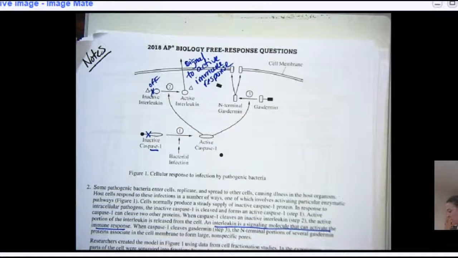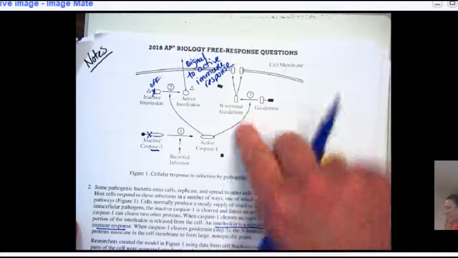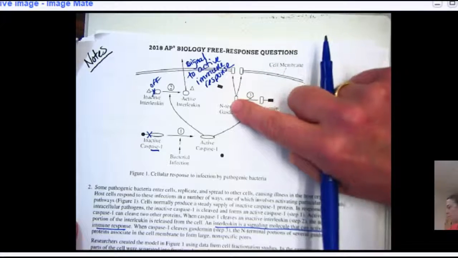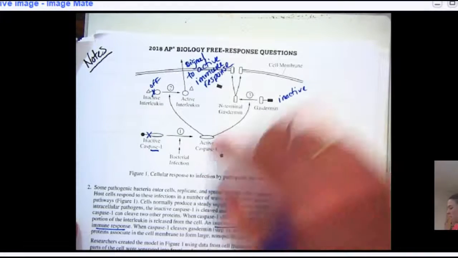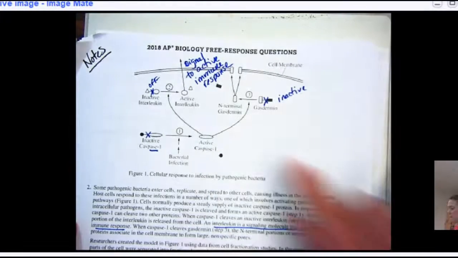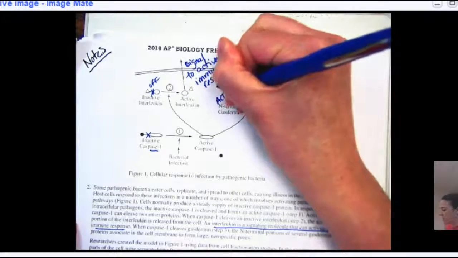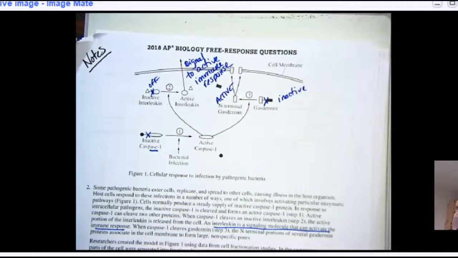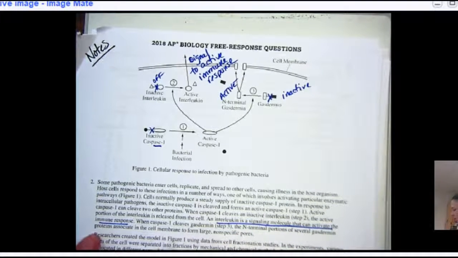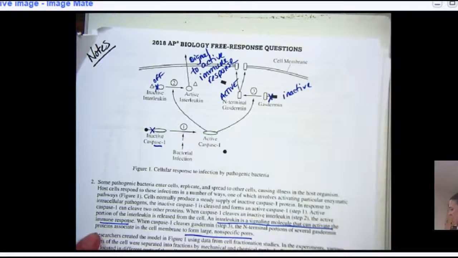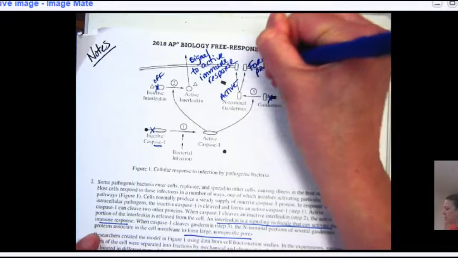The third portion of it, so this N-terminal gasdermin, see here that this is its active form, but here this is the inactive. So what this enzyme will do is cut off the inactive part and make this N-terminal gasdermin, and this is the active protein. And it says in step 3, the N-terminal portions of several gasdermin proteins associate in the cell membrane and form large nonspecific pores. So they form pores or holes in the cell membrane.